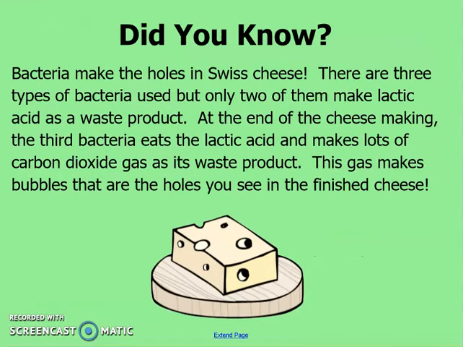Did you know that bacteria is what makes the holes in Swiss cheese? So at the end of the process, there's carbon dioxide gas which is produced, and that creates bubbles, which creates the holes that you see in the cheese that you eat.